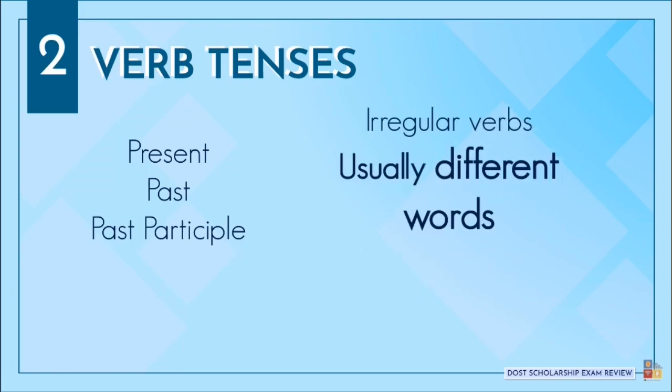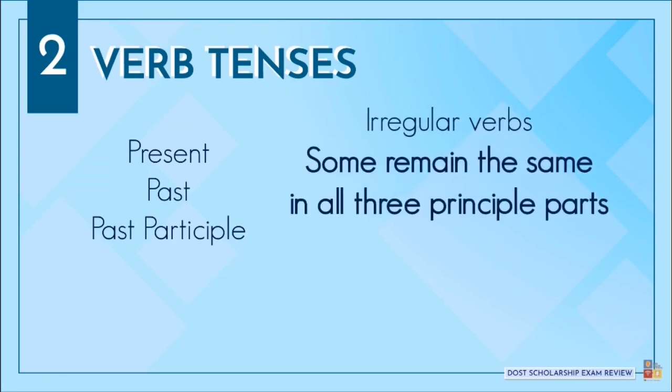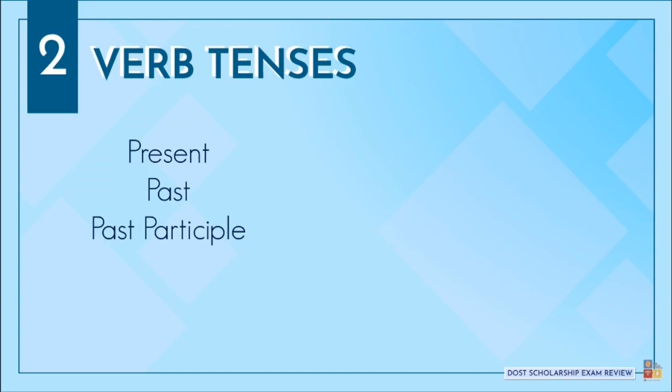The past and past participle of irregular verbs are usually different words, an example of which is the word ride or rides in present form. Its past form is rode. Its past participle form is ridden. However, some irregular verbs remain the same in all three principal parts. Examples include cut, hit, hurt, and let.